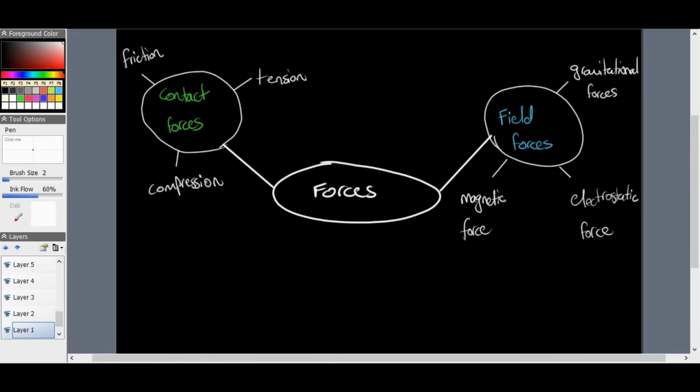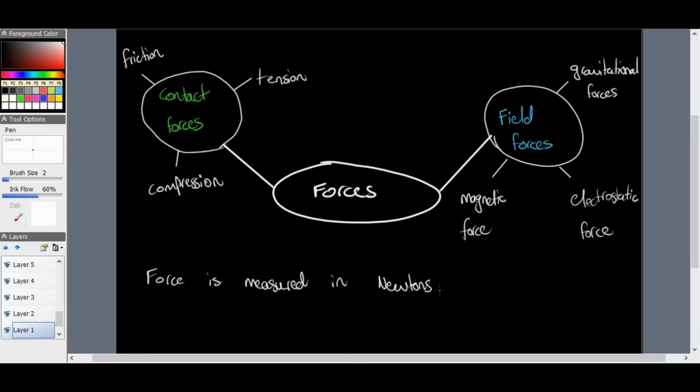Okay. One thing we must understand with regards to forces is what it is measured in, okay? So force is measured in a symbol when we calculate it. Force is measured in newtons.